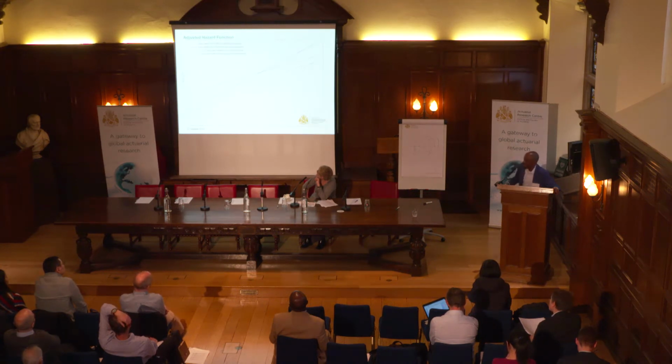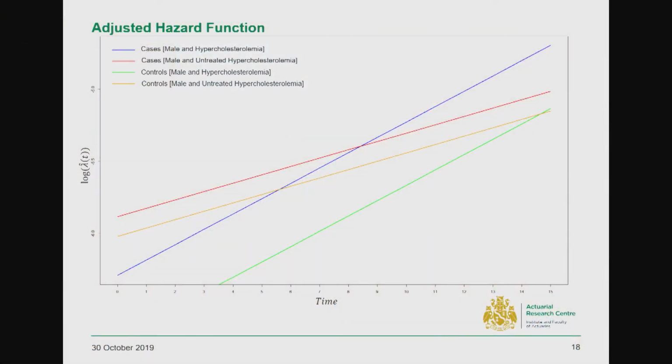You can see there are kind of parallel lines, and the controls have a higher hazard than the cases. It is a similar situation for untreated hypercholesterolemia for the males, with the cases as the red line and the controls as the gold line. So in simpler terms, because of the differences in hypercholesterolemia over time, the hazard rates also differ with time for those groups. Thank you.